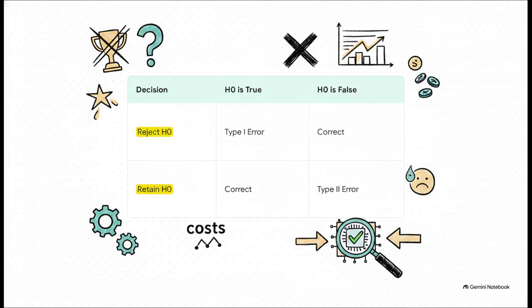We have type 1 and type 2 errors. A type 1 error is a false positive. That's when you reject the null hypothesis and declare a new design a winner when, in reality, it wasn't any better at all. A type 2 error is a false negative, which is when you totally fail to detect a genuine usability improvement. Honestly, both of these can be incredibly costly for a product team.